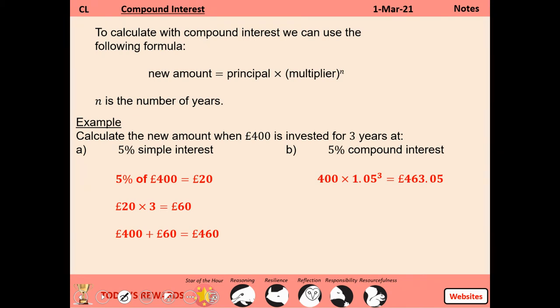So fairly straightforward. But for this compound interest now, you need to use the formula. The original amount is £400. So my £400 is my principal. My multiplier, because it said 5% interest, how do I work out my multiplier? Remember I said 5%, you need to work that out as a fraction. That's just going to be 5 over 100.